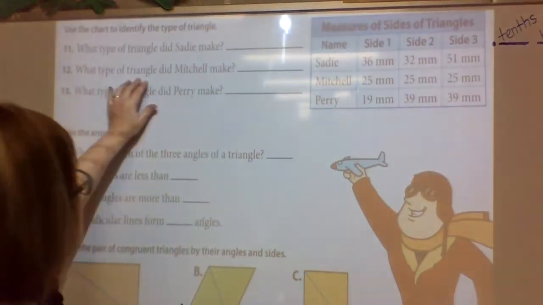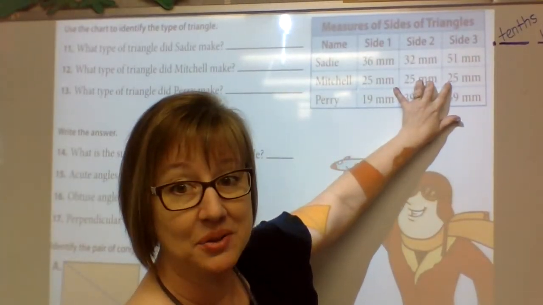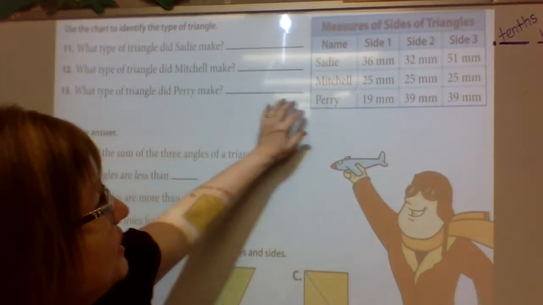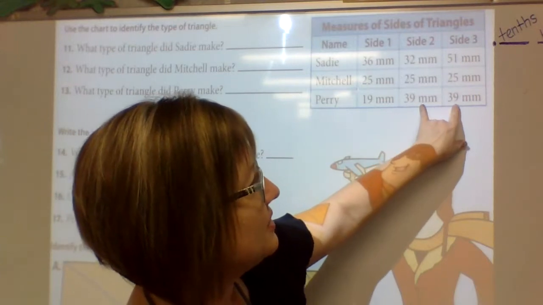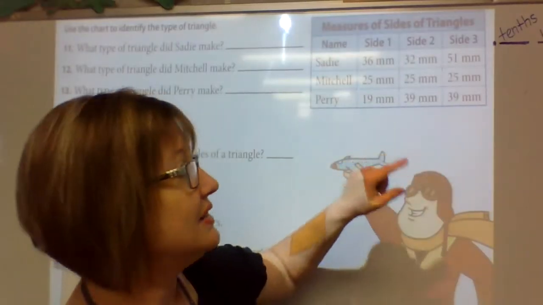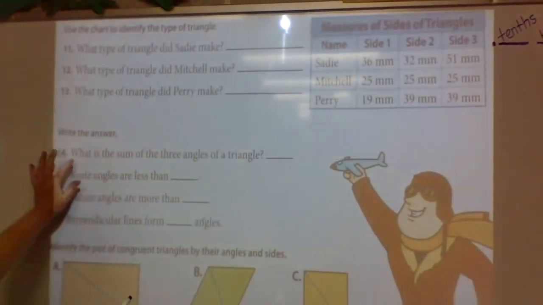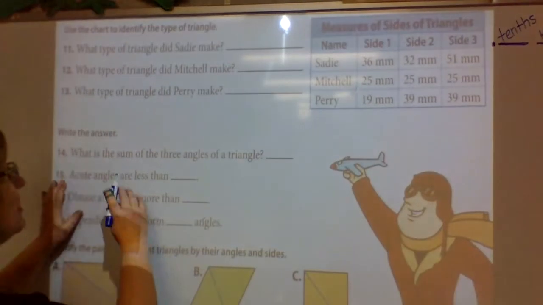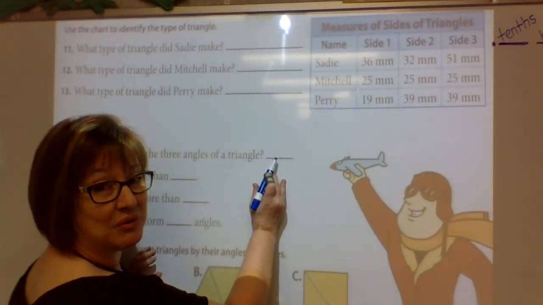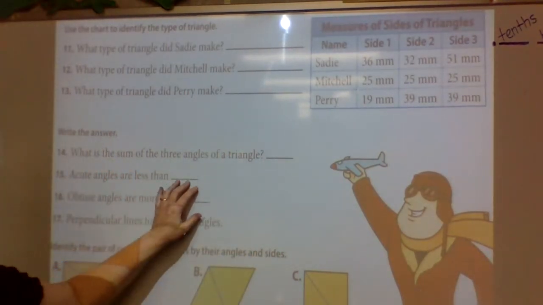Then it says, what type of triangle did Mitchell make? Mitchell's is 25, 25, 25. Which one has all three the same? Go look over on the other side if you don't remember. And Perry, 19, 39, 39. Two of the same, but not that one. So what kind has two the same? You write these answers. Then down here, write the answers. What's the sum of the three angles of a triangle? I've been saying it over and over and over, and we said it in the last chapter too, so I'm going to leave that for you. Acute angles are less than how many?